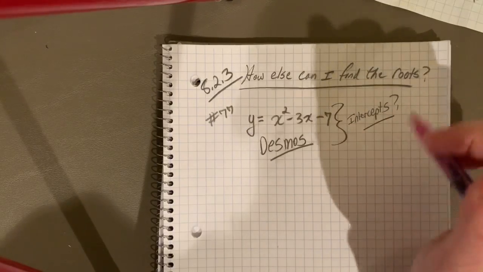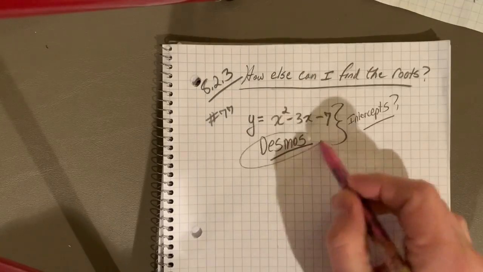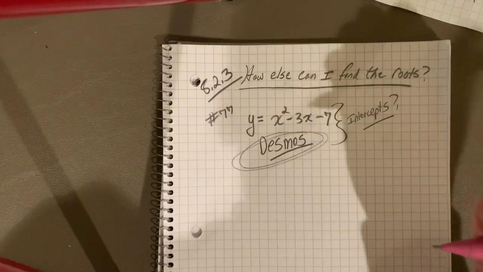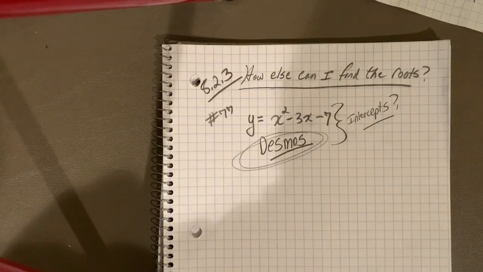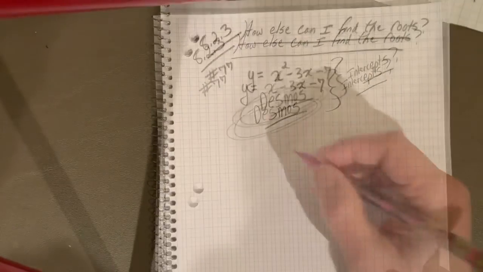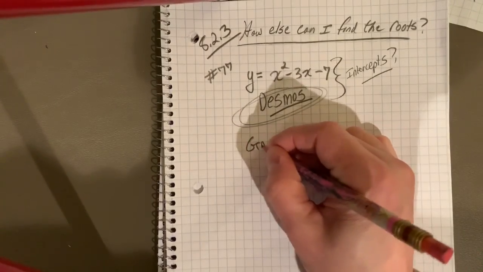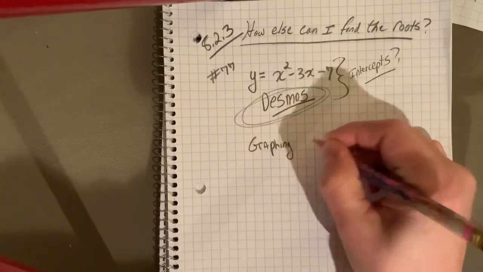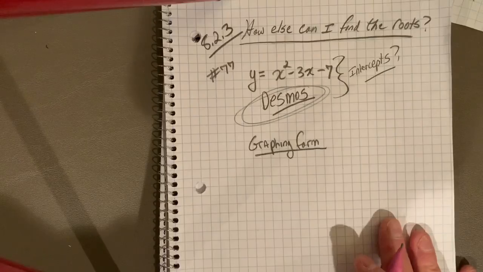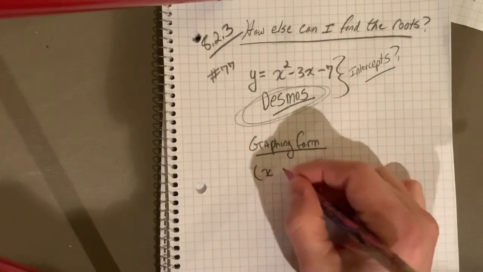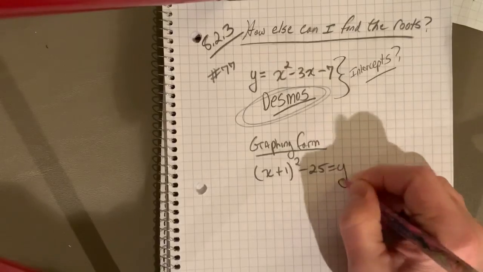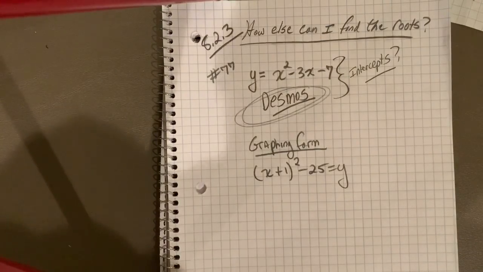This is only one way to do it. Desmos is like the nice, easy, tricky way that you could do it. But there is another way that you can still find the roots, and that's what we're going to talk about here. What I'm going to talk about is something called graphing form. When a quadratic looks like this, we call this graphing form.